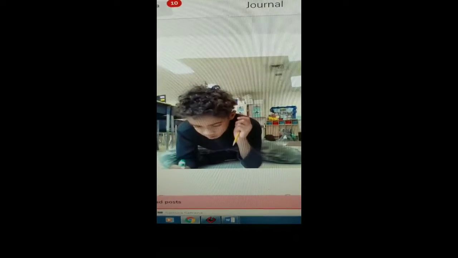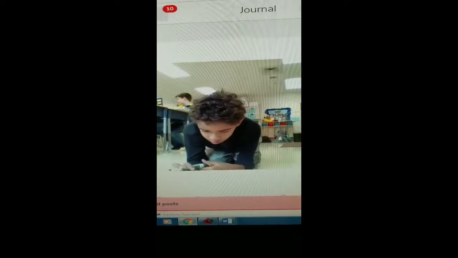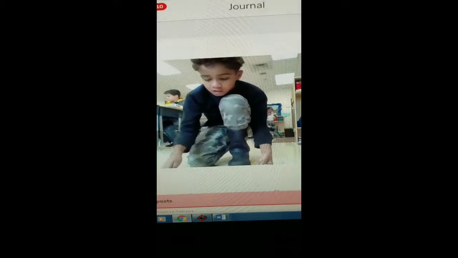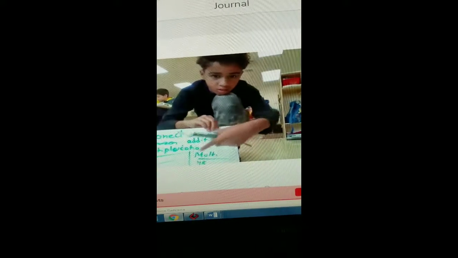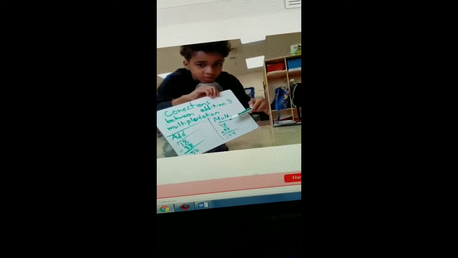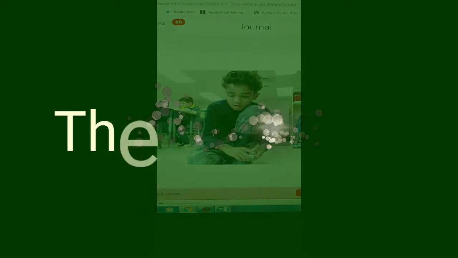Then I put, plus 6. So 8 plus 6 is 14. So I'm going to put the 1 in the 100 column and the 4 in the 10 column. So it's going to look like this. This is multiplication. If you don't know, this is multiplication.